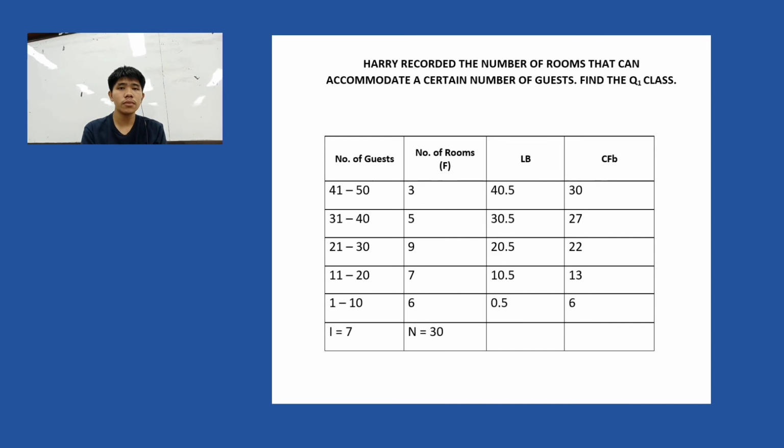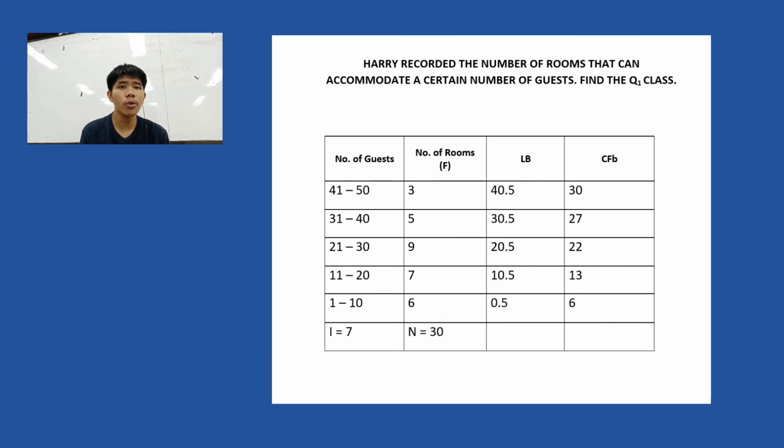On the next column, we have the frequency, or the number of rooms. For example, for the guests from 41 to 50, there are 3 rooms that can accommodate them. For guests of 31 to 40, there are 5 rooms to accommodate them. 21 to 30, there are 9 rooms. For 11 to 20 guests, there are 7 rooms to accommodate them. And for 1 to 10 guests, there are 6 rooms to accommodate them. The total frequency for this is 50, or the n is equal to 50.